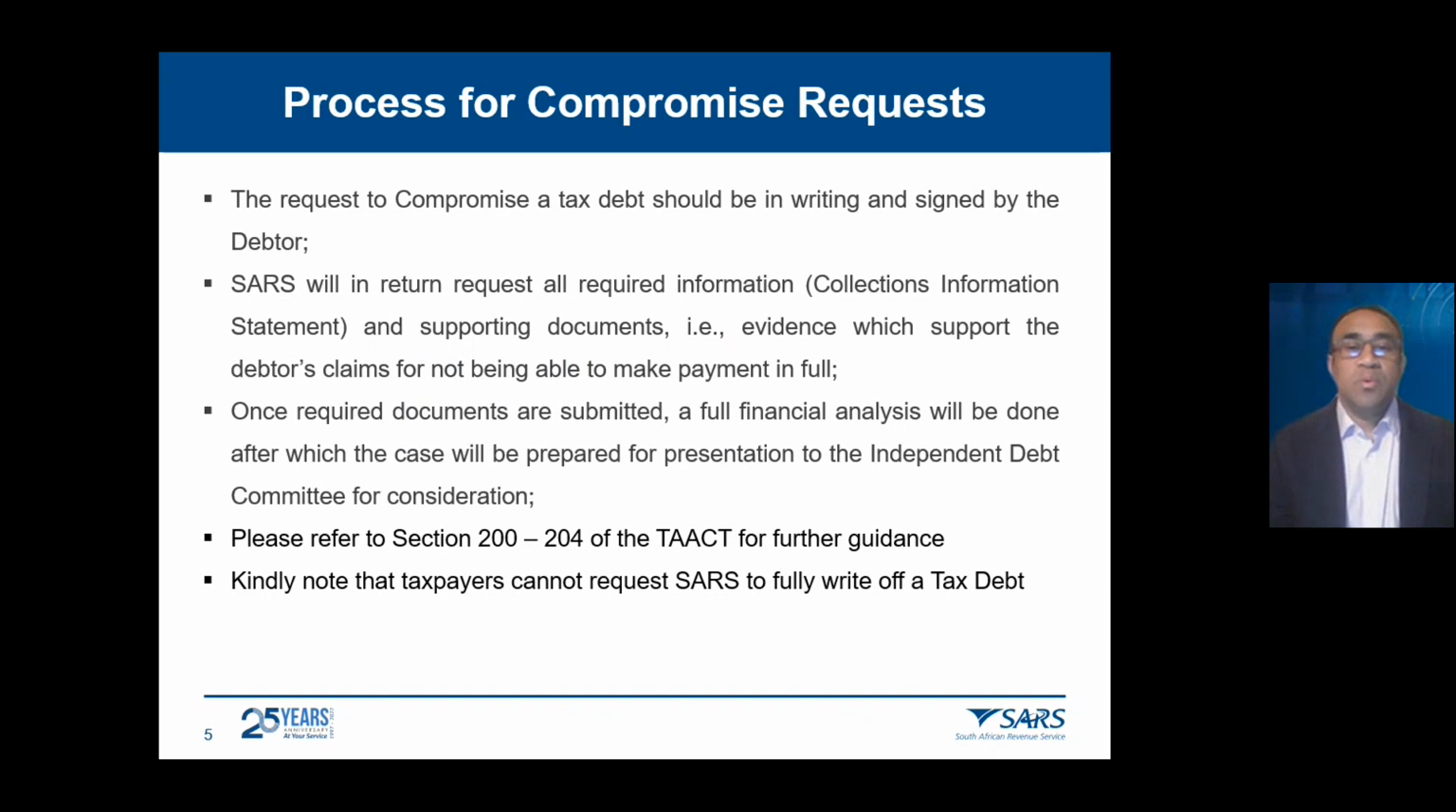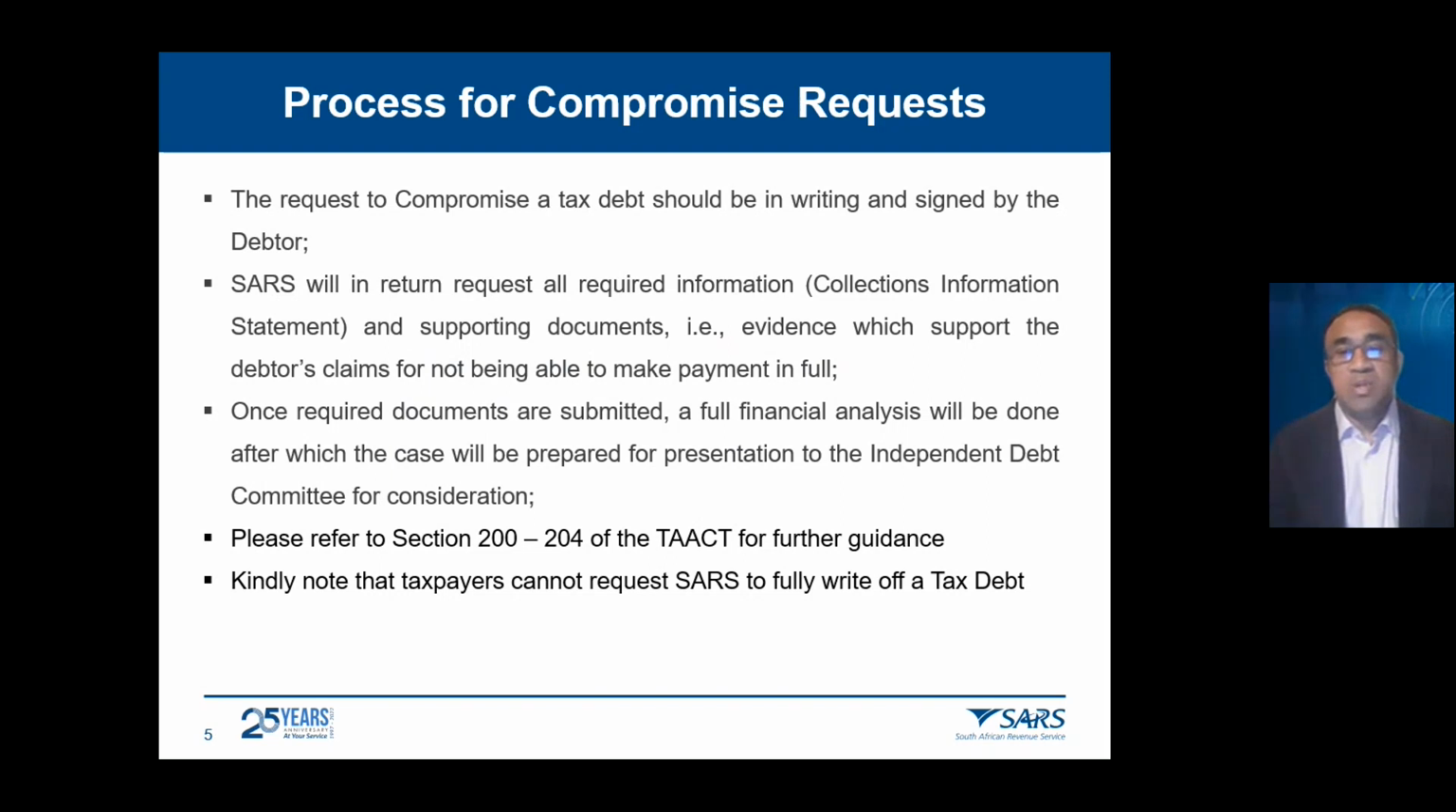Also, when you submit this information, make sure that you submit all of the information. You must be clear as to why you are requesting SARS to accept 60,000 and assume that it is equivalent to 100,000. Make sure that you do not leave out any financial information because SARS will find out about it. Once the required documents are submitted, a full financial analysis will then be done by SARS, after which the case will then be prepared for presentation to an independent debt committee for consideration.